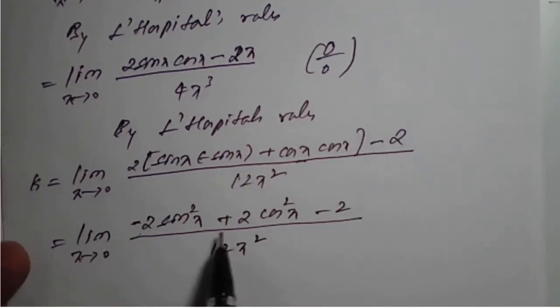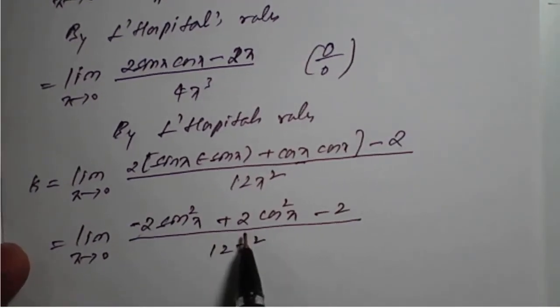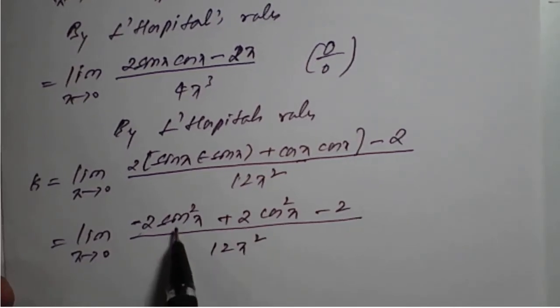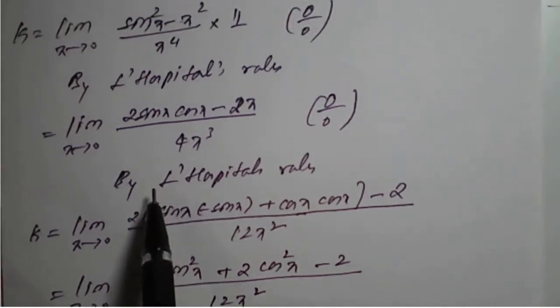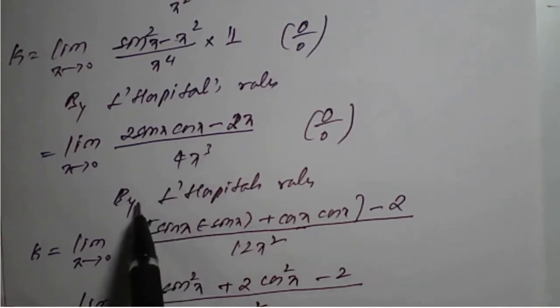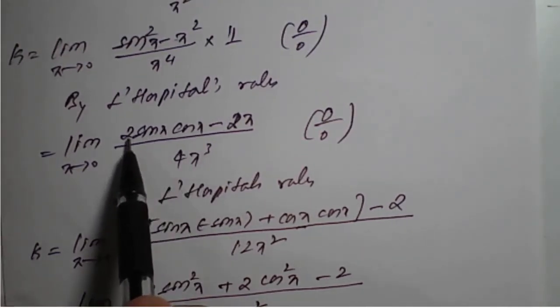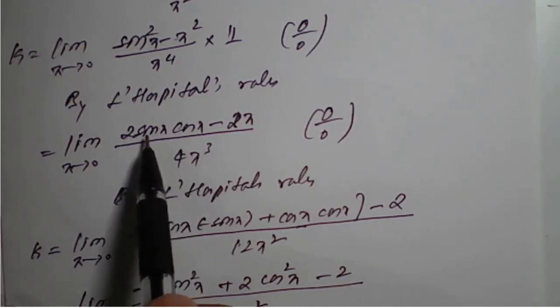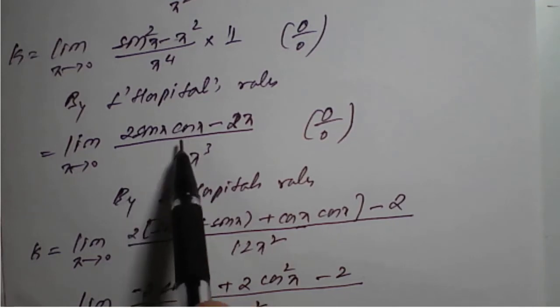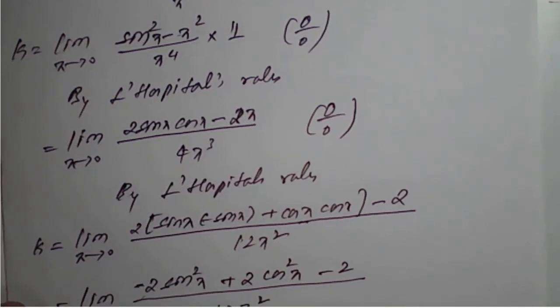Otherwise, if you again apply L'Hospital's rule, it will become a little bit complicated, means differentiation of this, differentiation of this. So what I will do here: before applying L'Hospital's rule, I will make this 2 sin x cos x as the sin 2x formula, so that it will be easy. So that part I will do here. Just see.